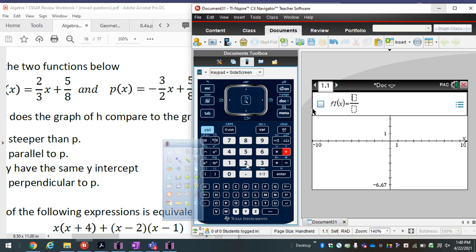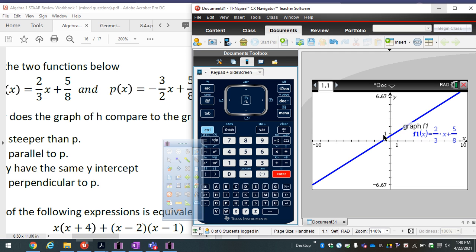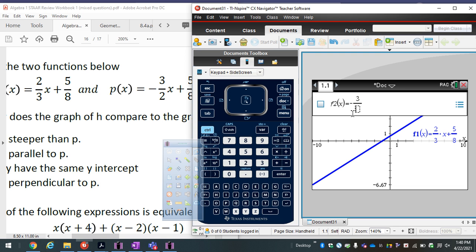Control fraction bar 2 over 3 x plus control this 5 over 8. So there's that one, right? Now the next one here, how do I graph the other one? I press tab, control this, negative, 3 over 2 x plus control this 5 over 8.